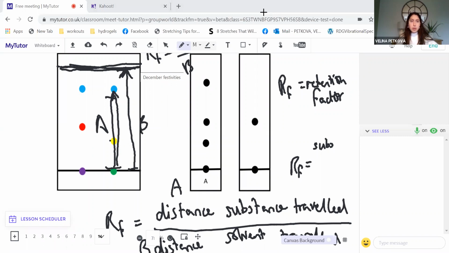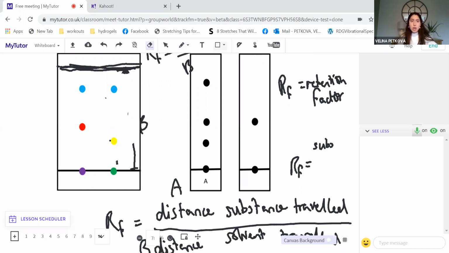So yeah, in your exam, you would have a ruler and you'll be able to find the distance that the solvent has travelled and the distance that the substance has travelled, okay? And you need to remember that this line at the top, the solvent front, is where the solvent has reached. So there will always be a line.